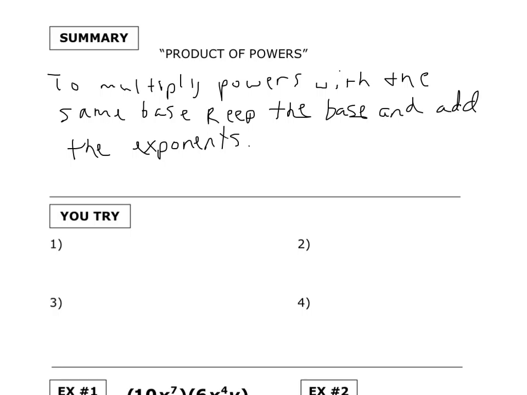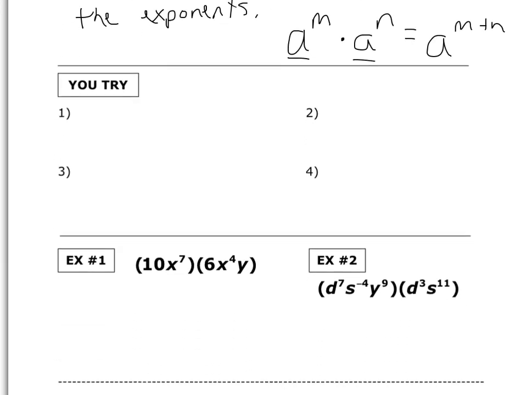So for example, if you had the problem a to the m times a to the n, your bases are the same, and those two are multiplied together. So to simplify them, you would just take a to the m plus n. So you're just adding the exponents. Okay, so let's go through a couple of quick examples. Basically, we're going to decide if we can use the product of powers to simplify the problem.